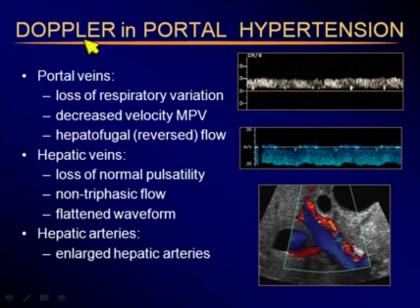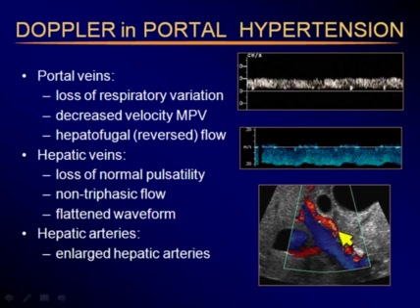What are the Doppler findings in portal hypertension? Well, let's look at the portal veins. First of all, we're going to lose the respiratory variation. The waveform becomes very flattened. We have a drop in the velocity of the main portal vein, and eventually it may reverse and be on the reverse side, hepatofugal flow. Hepatic veins start to lose their normal pulsatility. We had systole, diastole, kick, systole, diastole, kick, and now all of a sudden it's becoming a very flattened waveform.